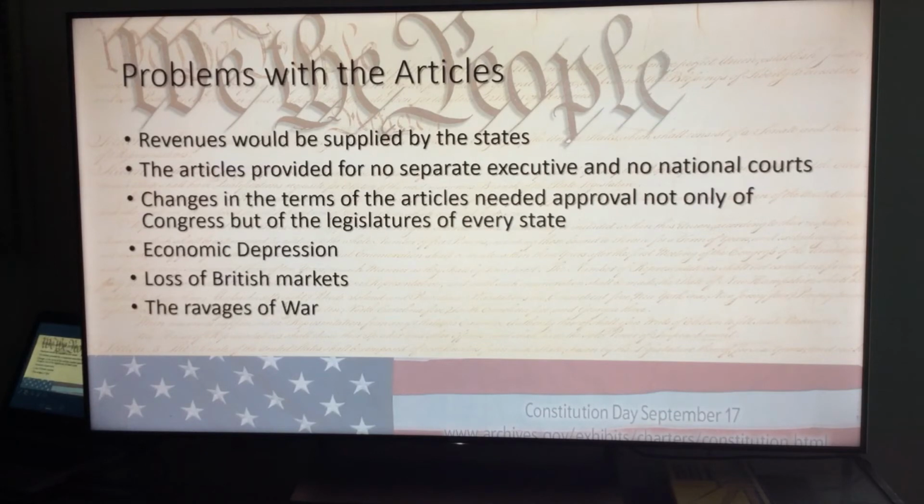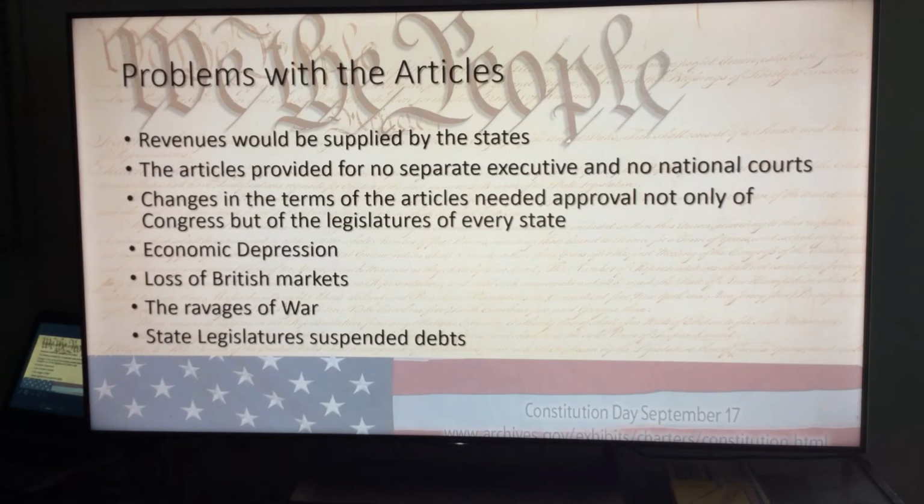The ravages of war. What does war do to an economy? Especially the Revolutionary War. The Revolutionary War is fought on American soil. So, the ravages of war will pretty much destroy your infrastructure. You have to rebuild. You have to pay money. It's going to cost you a lot. So war is bad when it's fought in your country.